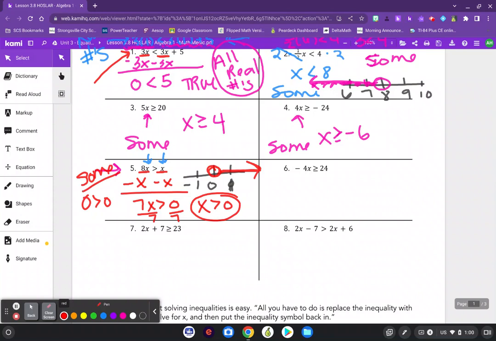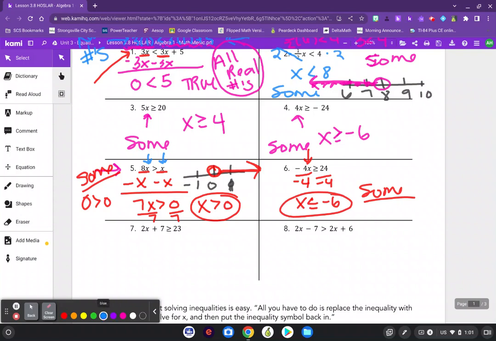Again, on problem 6, I only have a variable on one side, so it's not possible to end up like problem number 1. I'm going to divide both sides by -4. And remember that when I divide by -4, I have to flip that inequality symbol to maintain the truth. And so this is only true for some numbers, any number that is less than or equal to -6.